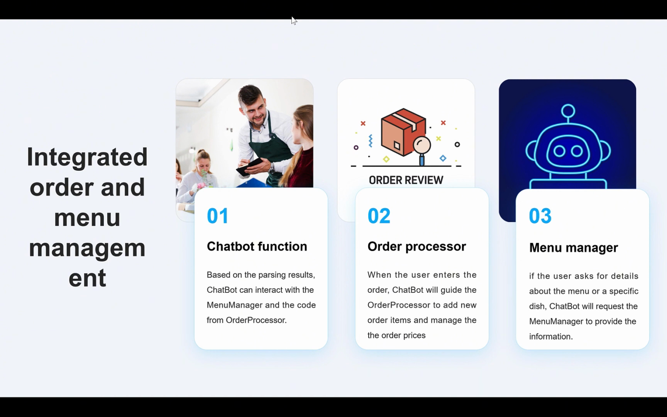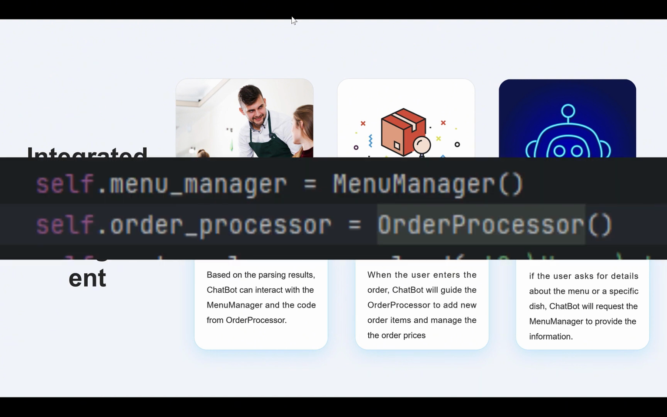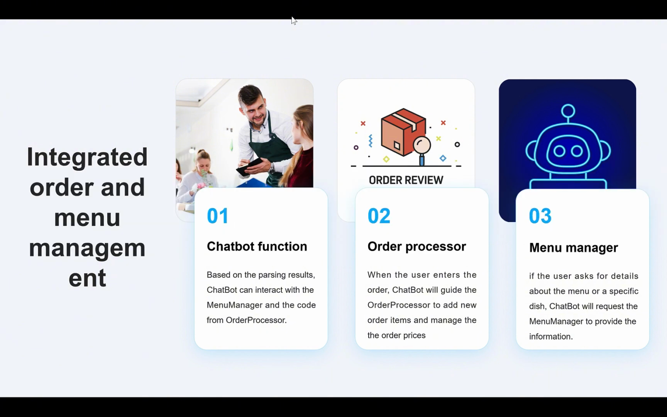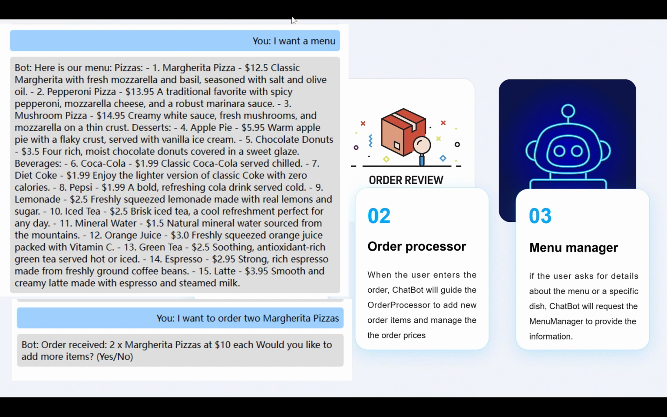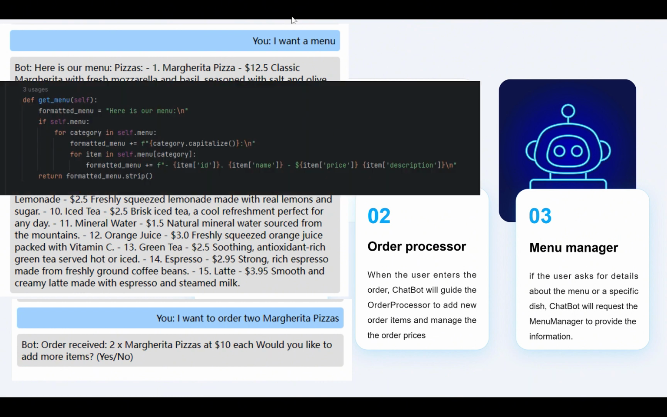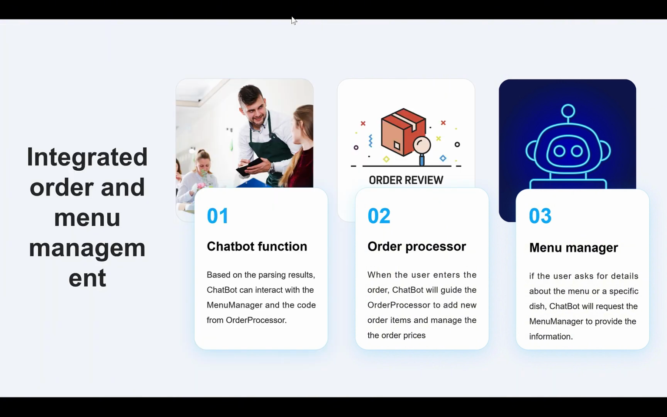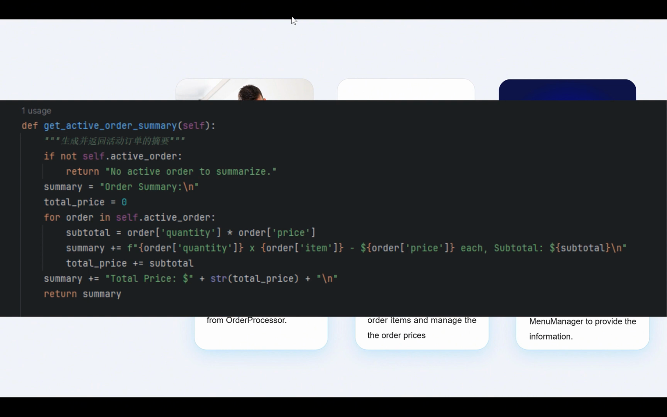Integrated order and menu management. Based on the parsing results, the chatbot can interact with the menu manager and order processor. For example, if the user asks for details about the menu or a specific dish, the chatbot will request the menu manager to provide the information. When the user confirms the order, the chatbot will guide the order processor to add the newly ordered items and manage the entire life cycle of the order from creation to settlement.